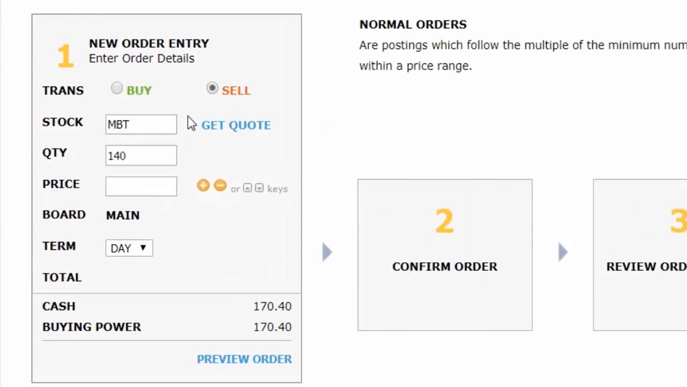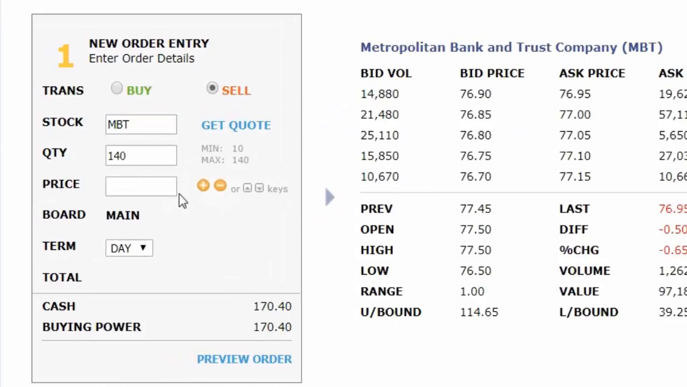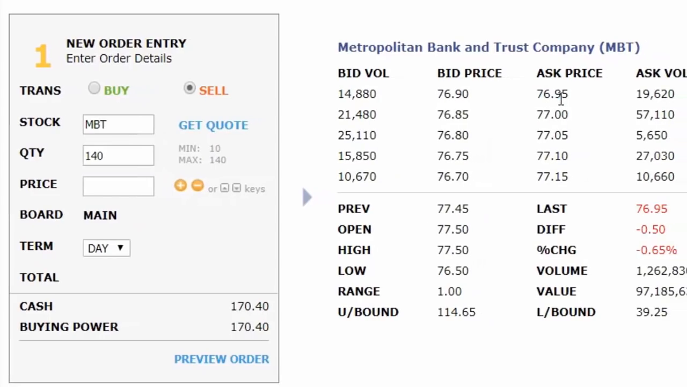The stock code is MBT, so the same information. I have 140 shares, so I can sell a maximum of 140. The lot size is 10, as can be seen here, minimum 10. And then, since may 76.95 na seller, kapag gumamit ako ng 76.95, pipila lang ako dito. So, madadagdagan lang ako dito. But if I would want my transaction na mag-match kagad, titingin na kagad ako sa buyer or sa bid price. So, if I would put 76.9 here, and then sell Metrobank.